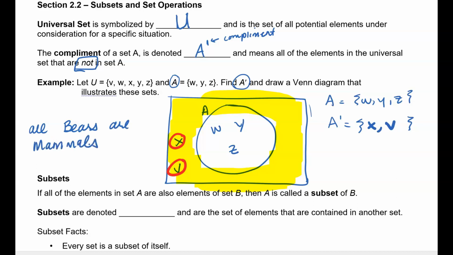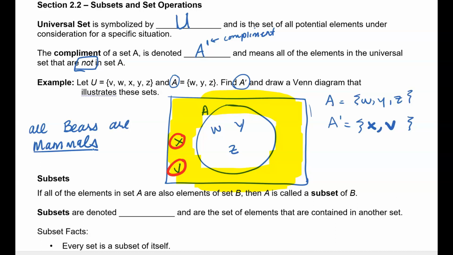So the set of mammals is a set of all types of animals, and the set of bears is a part of that group. Now there are other animals that are also a part of the mammal group, but the entire group of bears is a part of that. And the way that we talk about that with math language is we say the set of bears is a subset of the set of mammals, because all of those bears are part of that larger group of mammals.